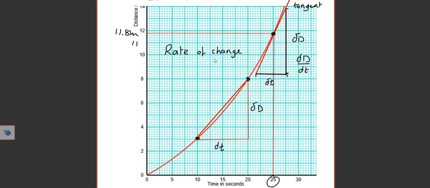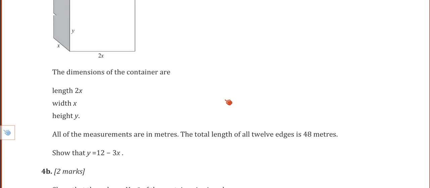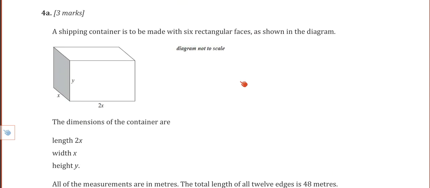All right, okay, so that's what we're going to move on to. Do you have your optimization question? We had one final question to go through.